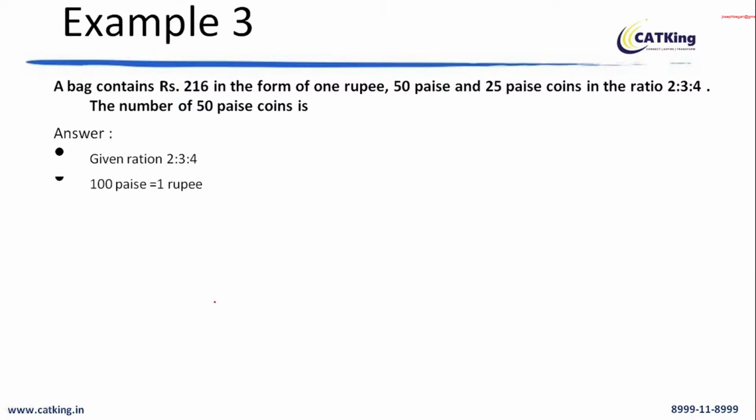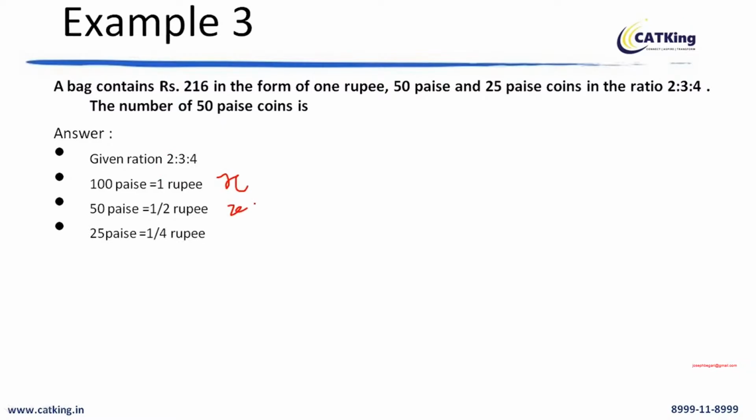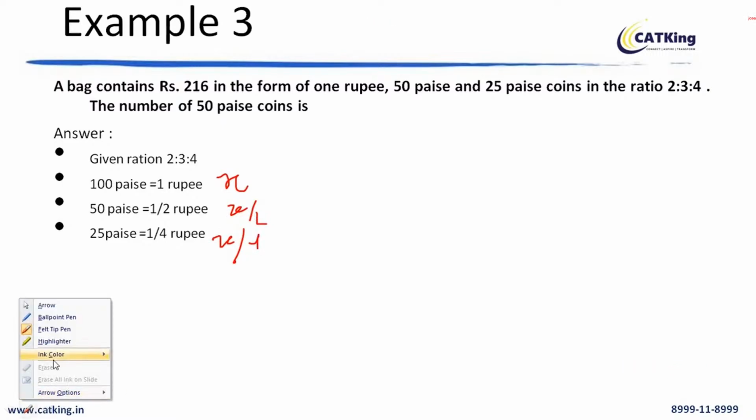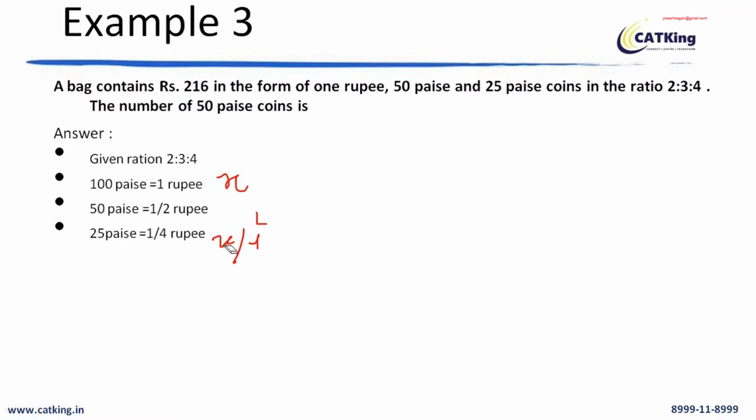Correct. Now 1 rupee is x, 50 paise is 1 by 2 and 25 paise is 1 by 4. Now we will assume that 1 rupee is x, 50 paise is x by 2 and 25 paise is x by 4. Correct? This is what they meant. Alright. Now before all of this, let's find out the value of x. I am erasing this so that you can see the solutions more clearly.